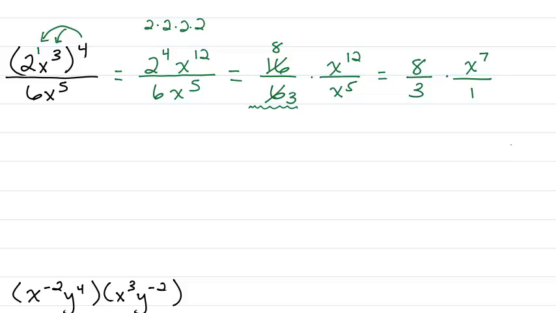If you want to put the over 1 to remember whether the x to the 7th belongs in the numerator or denominator, now we just scrunch everything back together by multiplying straight across. So I get 8x to the 7th all over 3. I don't need the times 1 because that doesn't change anything.